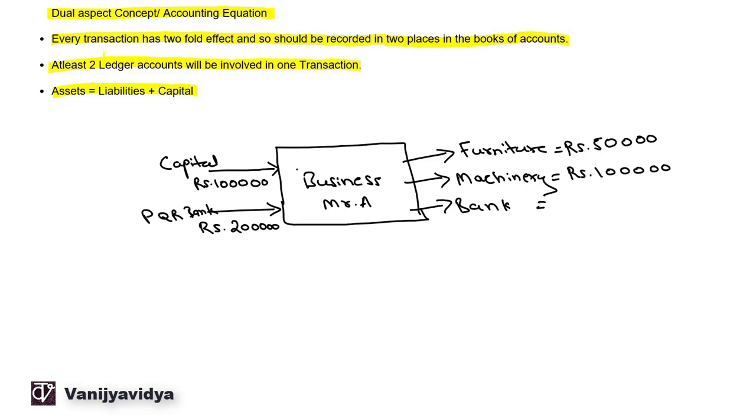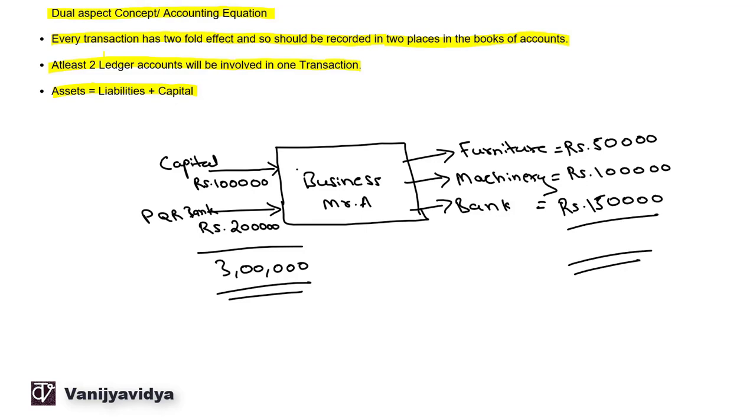So, what is the balance amount? Now, sources of funds were 3 lakhs. Total expenditure till now is 50,000 plus 1 lakh. So, balance is 1 lakh 50,000. So, these are your resources or assets: 50,000 plus 1 lakh for machinery and balance 1 lakh 50,000 in the bank account. These are assets or resources. So, at any given point of time, your assets should be equal to liabilities plus capital. This is an accounting equation.